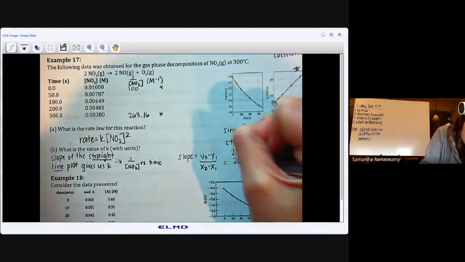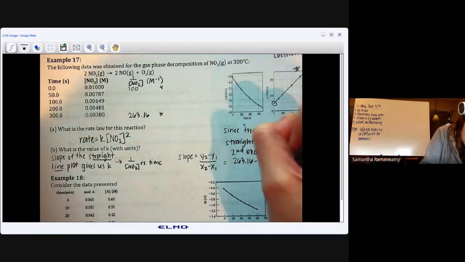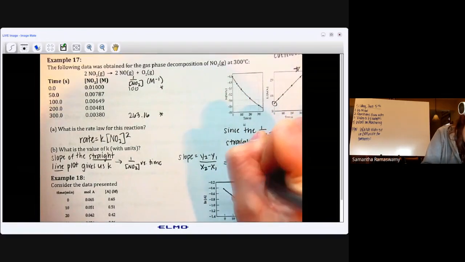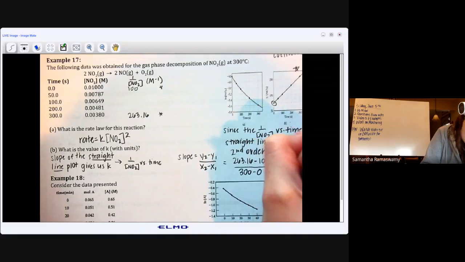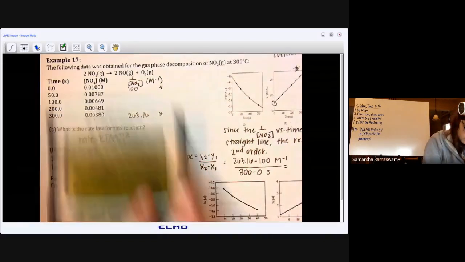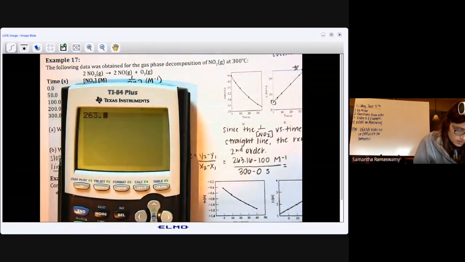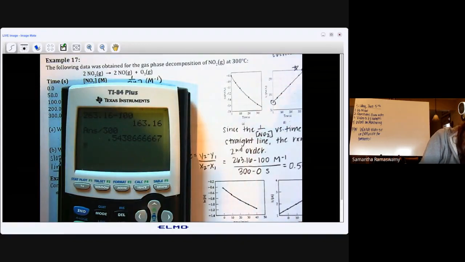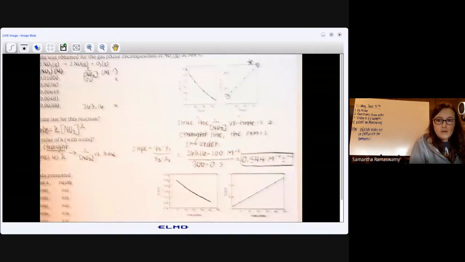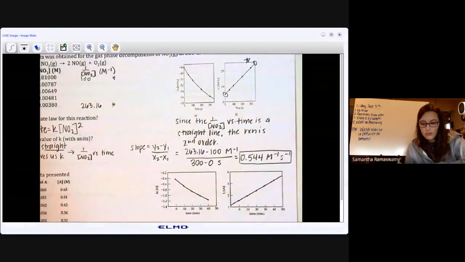So 263.16 minus 100 per molar is the unit on the top, over 300 minus 0 seconds on the bottom, divided by 300. That gives 0.544 per molar per second.